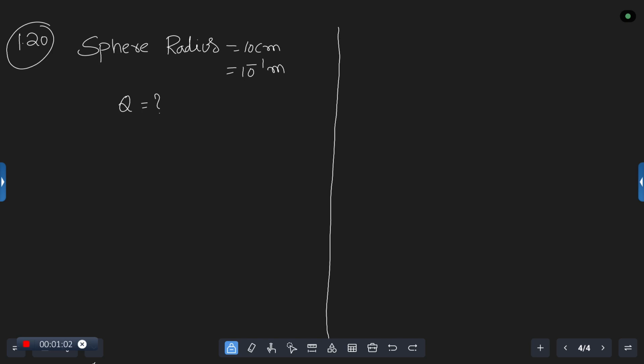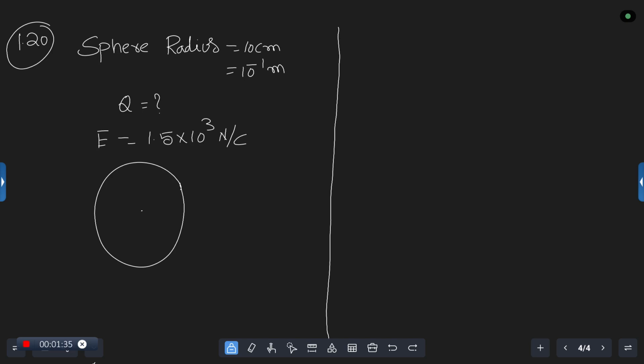If the electric field 20 centimeters from the center of the sphere is E equals 1.5 into 10 cube Newton per coulomb, and points radially inward, what is the net charge on the sphere? This is the sphere, yes or no?